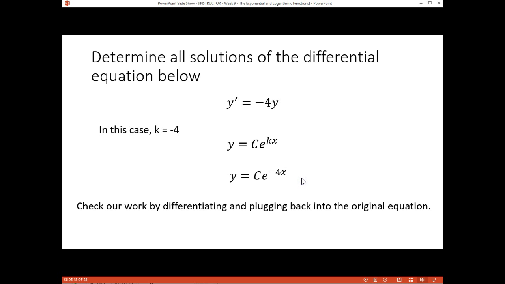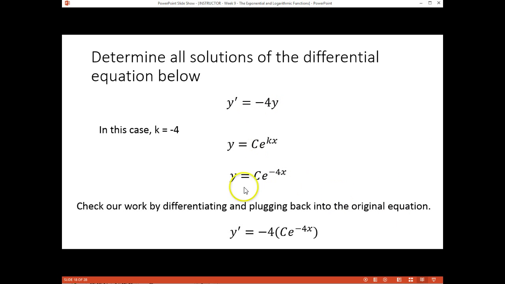Well, how can we check this? To check it, we can actually differentiate what we got for y. If we differentiate what we have for y, this is c e to the u times du, so negative 4 c e to the negative 4x. So if we plug this back into our original equation, the left-hand side is equal to this. But the right-hand side is just negative 4 times y, and this c e to the negative 4x is my y, so my left-hand side most definitely equals my right-hand side.